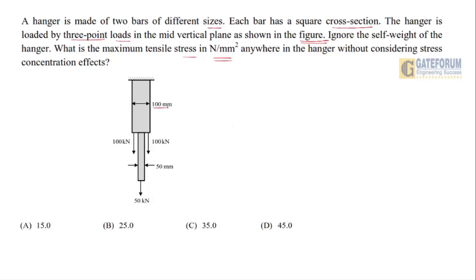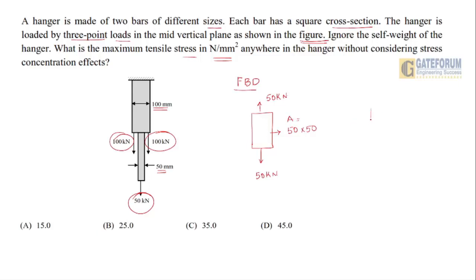effects? So one bar is of 100 mm and the other one is of 50 mm. A 100 kilonewton load is acting downward and a 50 kilonewton load is acting on the 50 mm block. So first I want to go with an FBD diagram. And this is a basic question from simple stresses and strains. When I talk about an FBD, 50 kilonewton will be acting downward here and 50 kilonewton will be acting upward here. When I talk about area, it will be 50 into 50.